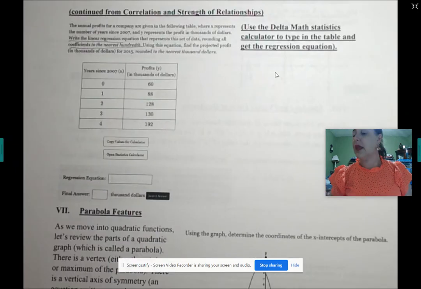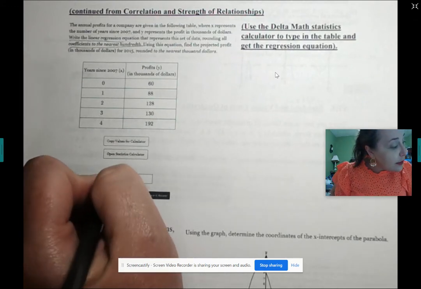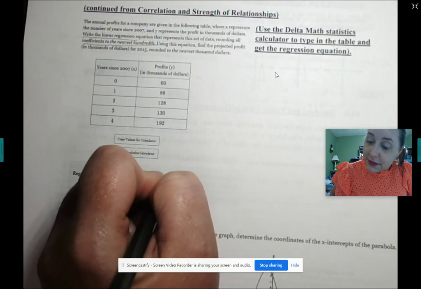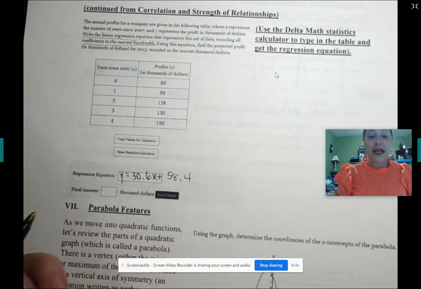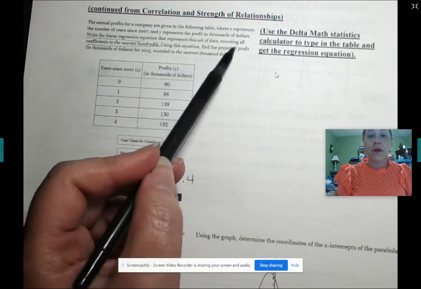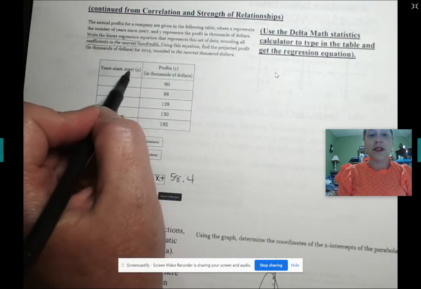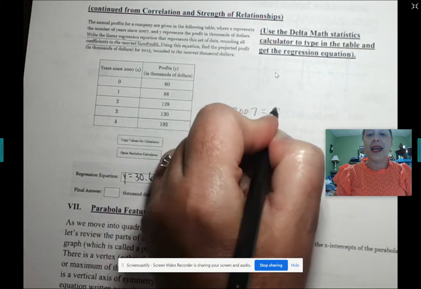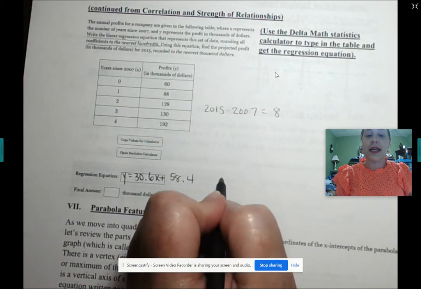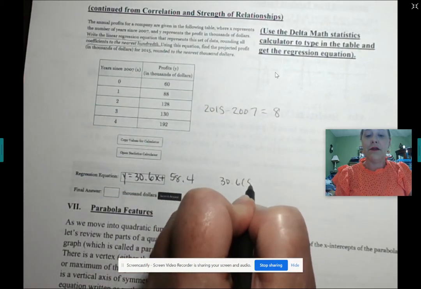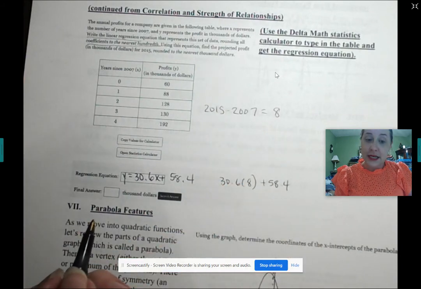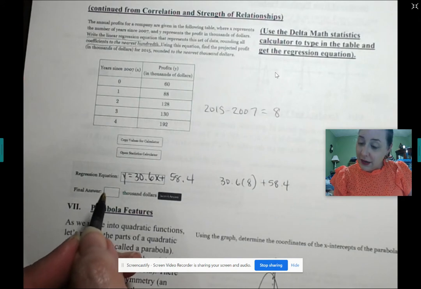Okay, so I'm going to write down y equals 30.6, that was the slope, x plus 58.4. And then it asks, find the projected profit for 2015. Well, since 2007, that would be 8 years. So what I'm doing is I'm going to put in an 8 for x, and I'm going to solve for the answer. And it says, write the answer to the nearest $1,000.